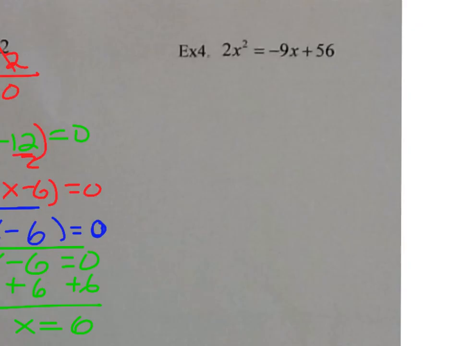All right, when I look at number 4, I have 2x squared equals negative 9x plus 56. So it is an equation, have an equal sign, but it's not equal to 0.